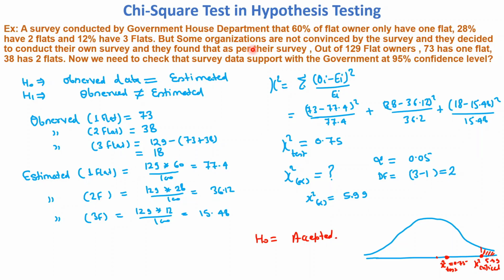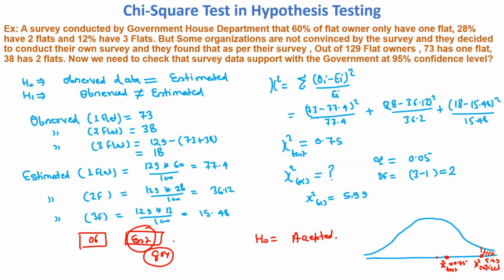So they found, this is your observation, that out of 129 flat owners, 73 have only one flat and 38 have two flats. Now we need to check whether this survey data supports the government data or not at a 95% confidence level. It means we have two data sets. This is your observed data set, and this is your estimated. Estimated means this is your government department data.